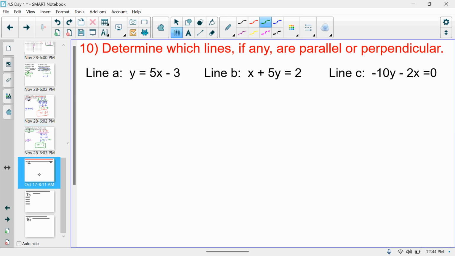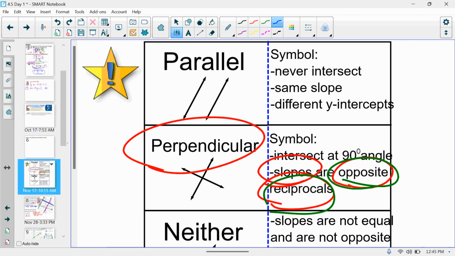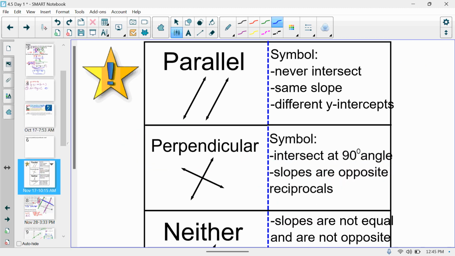Okay, we got one more new question here, and then hopefully we'll have time for a spiral review. Determine which lines, if any, are parallel or perpendicular. So first off, this line's already in slope-intercept form. Remember, guys, the reason we need it in slope-intercept form is because this type of question, when it's talking about parallel and perpendicular, it's all about the slope, right? Look back at your chart one more time. Parallel lines have to have the same slope. Perpendicular, their slopes have to be opposite reciprocals. It's all about slope.